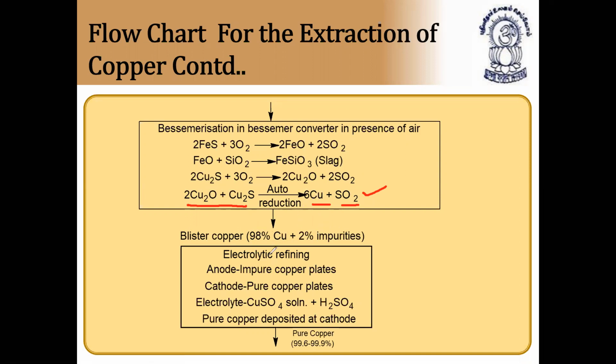Blister copper can be made pure copper by means of electrolytic refining, in which the anode is made up of impure copper plates and the cathode is made up of pure copper plates, and the electrolyte is copper sulfate solution plus sulfuric acid solution. Pure copper is deposited at the cathode. So this is called the flow chart of copper, the steps involved in the extraction of copper.